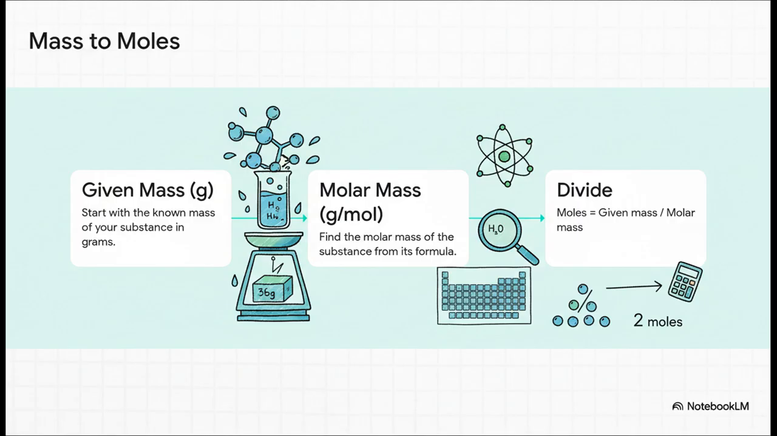Step 2, you find its molar mass from the periodic table. For water, that's about 18 grams per mole. And finally, you just divide your given mass by the molar mass. So 36 divided by 18, boom, you have 2 moles of water. It's really that easy. Awesome.